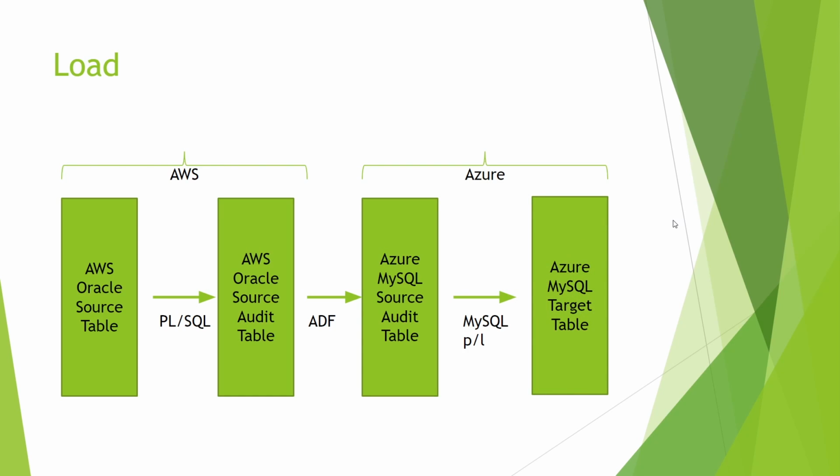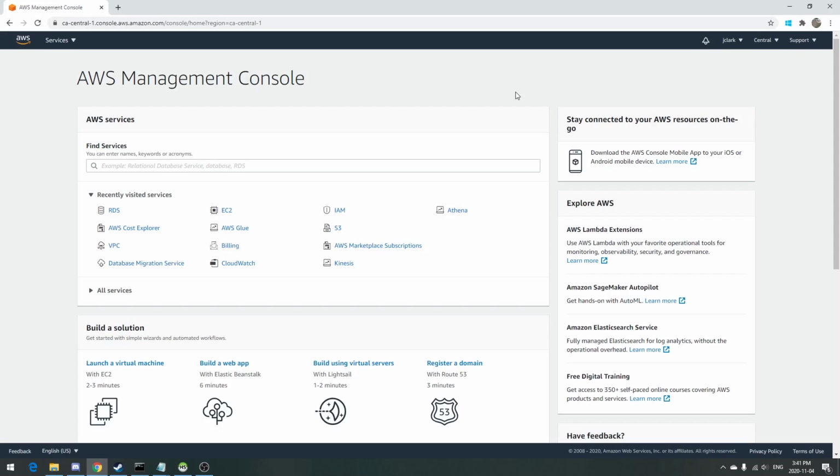Let's begin. Hi guys, so the first step is to create our Oracle 11G environment on the AWS platform. So we'll migrate to RDS.